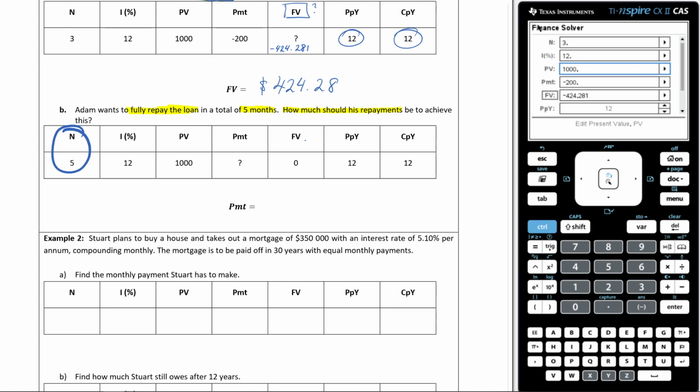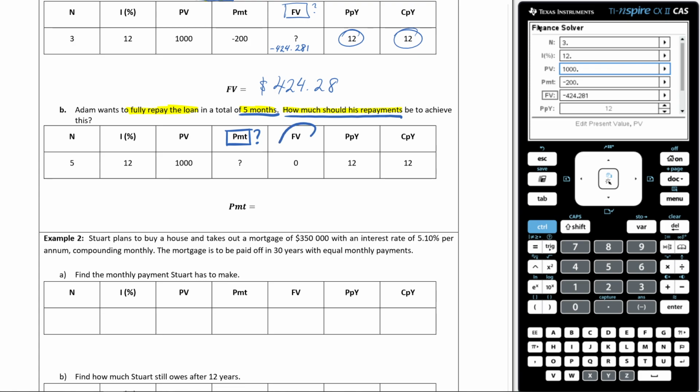My N is equal to 5 because we want this thing fully paid off in 5 months. So that's 5 payments. My interest remains the same. It's still 12. My present value remains the same. It's still 1,000. I'm still borrowing $1,000 from the bank. My PMT is the amount of my payment. This I do not know. How much should his repayments be? That's what the question is asking us to find.